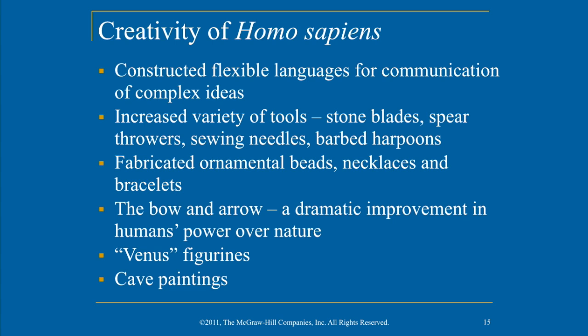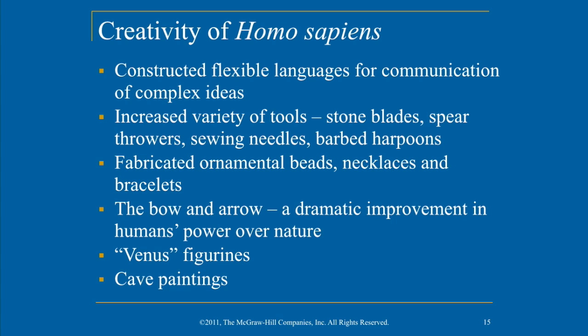They were able to fabricate ornamental beads, necklaces, and bracelets. These are symbols of power or of wealth, at least at the time, meaning that they had some time to sit around and think, what looks pretty? What are the things that we want to put on our bodies that separate us from other people?